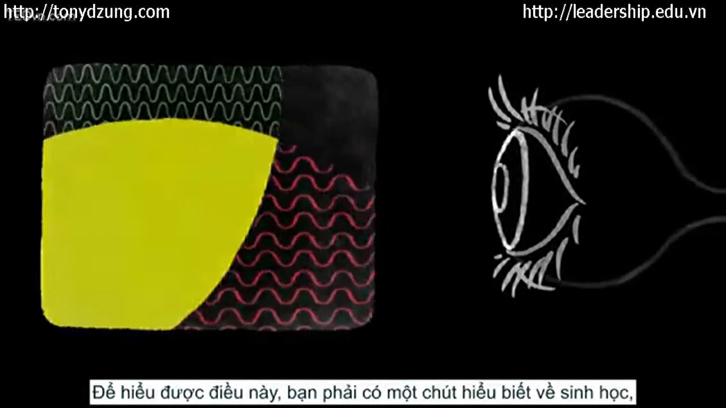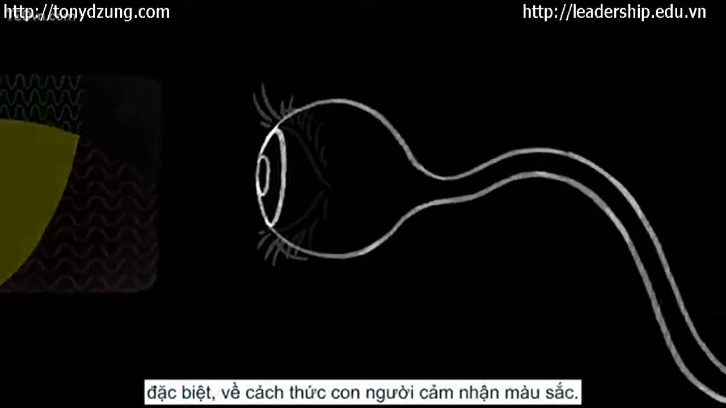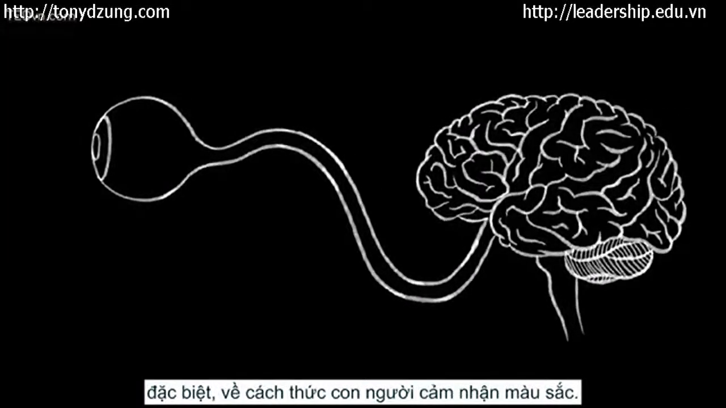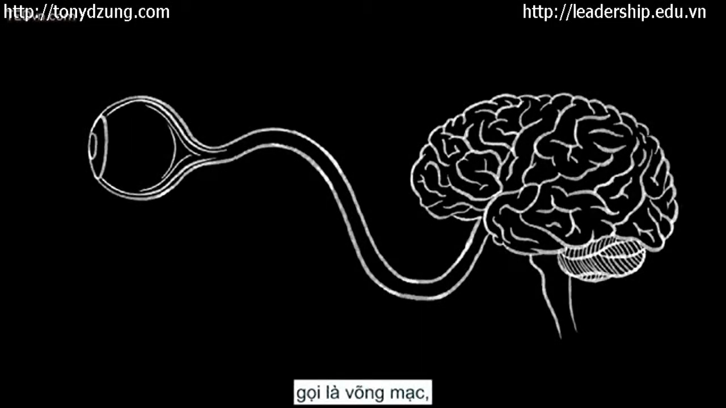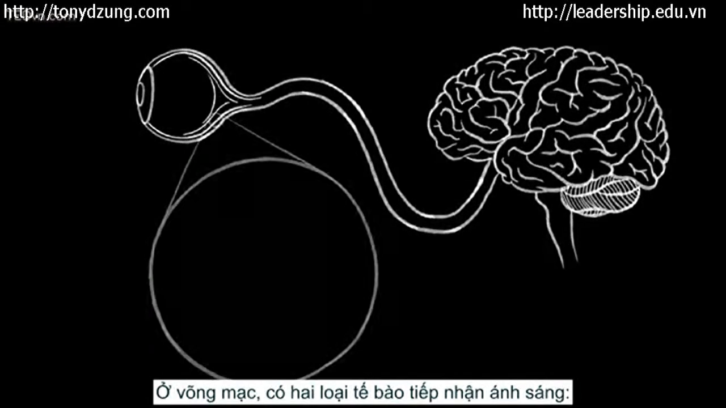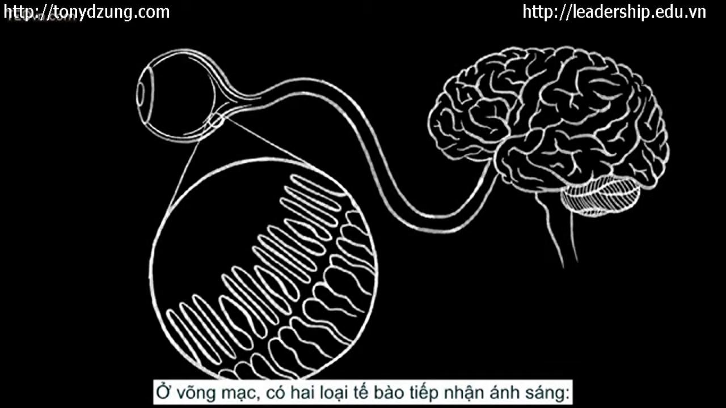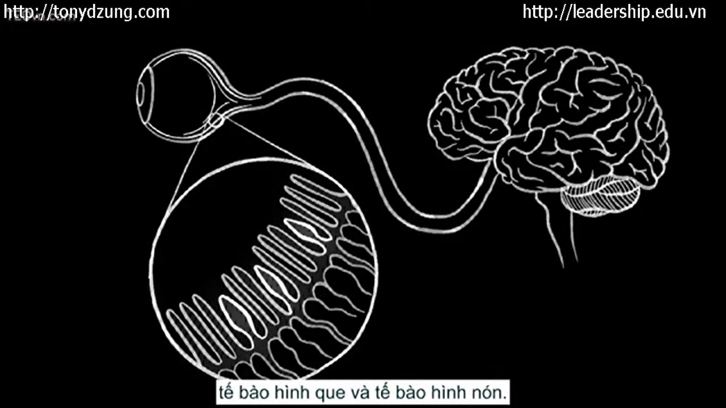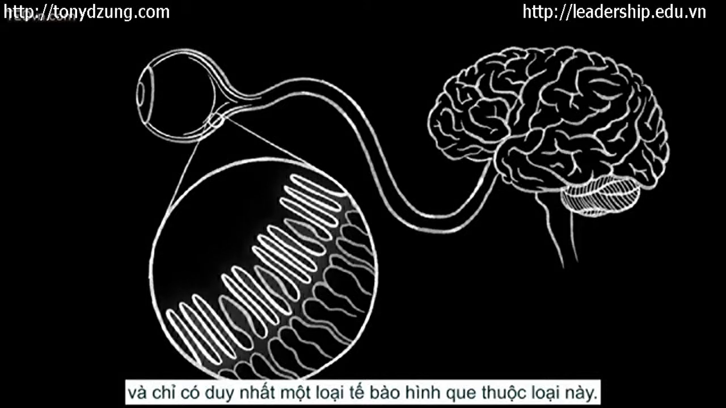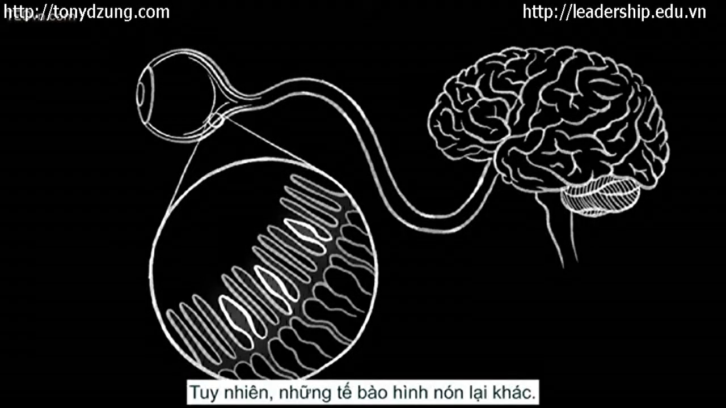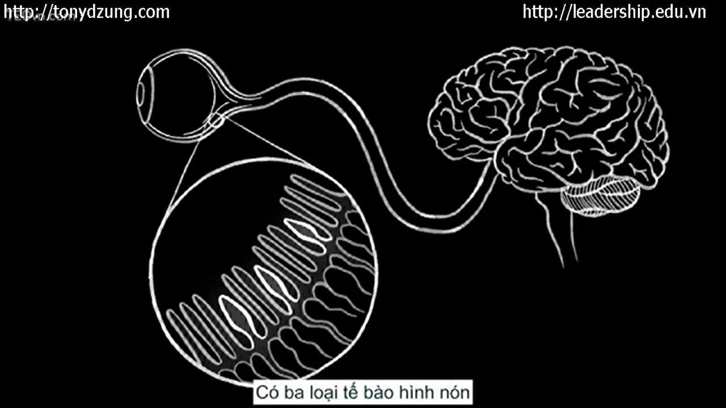To understand this, you have to understand a little bit about biology, in particular, about how humans see color. Light perception happens in a paper-thin layer of cells, called the retina, that covers the back of your eyeball. In the retina, there are two different types of light-detecting cells, rods and cones. The rods are used for seeing in low light conditions, and there's only one kind of those. The cones, however, are a different story. There are three kinds of cone cells that roughly correspond to the colors red, green, and blue.